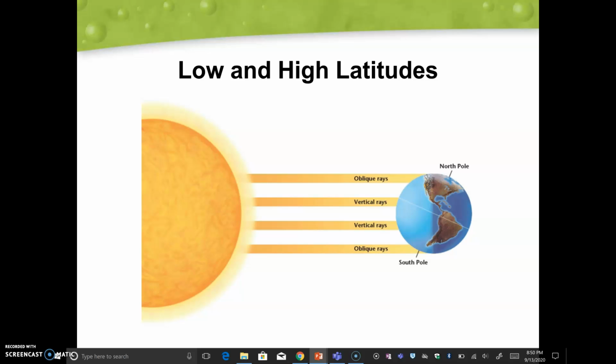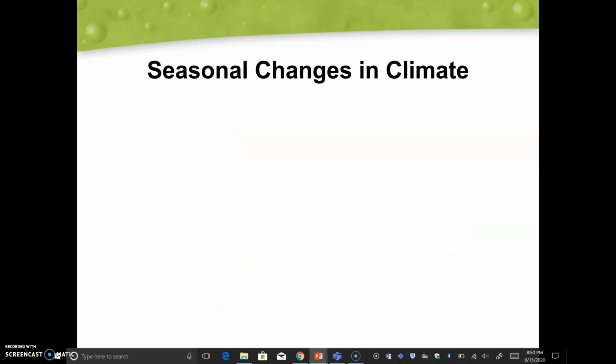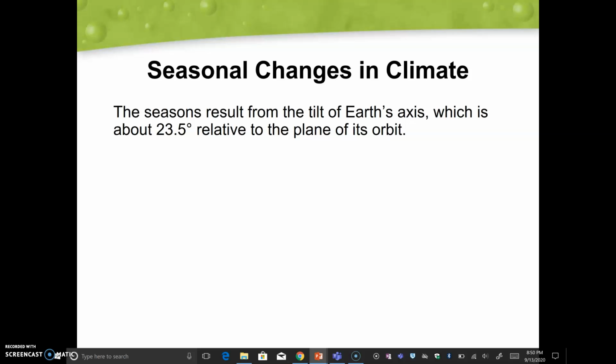So at different high and low latitudes, our vertical rays are hitting pretty much directly, and then those oblique rays are hitting kind of off center, which is causing a cooler temperature at those oblique rays. So if we're talking about seasonal changes in our climate, they result from the tilt of the Earth's axis. That tilt is going to be really important.